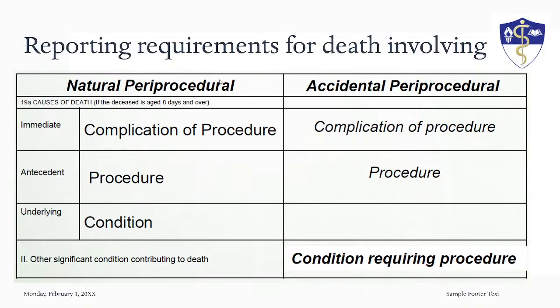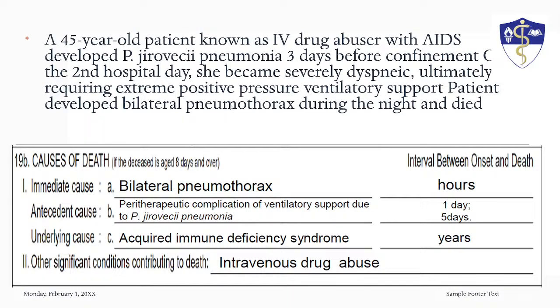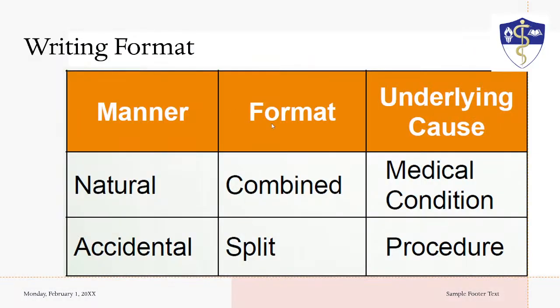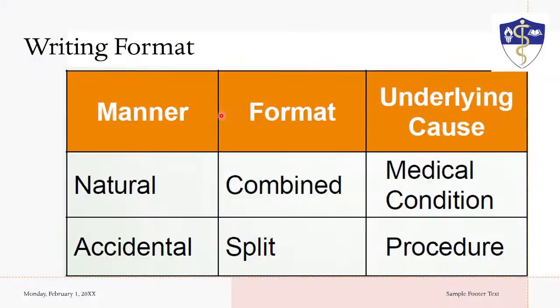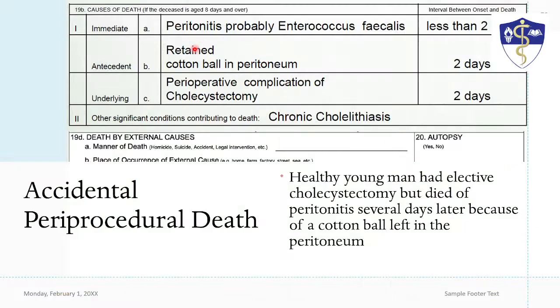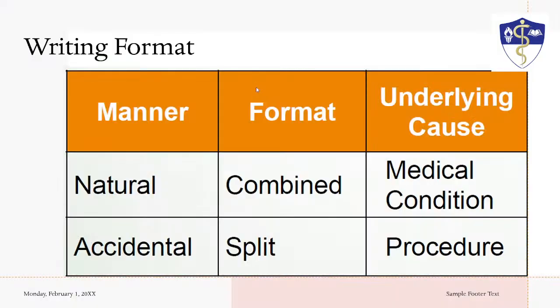And then, doon sa may accidental peri-procedural, we place perioperative, post-operative, and then intraoperative complication of the procedure. Wait. Ito, si retained cotton ball in the peritoneum. You can place that there.